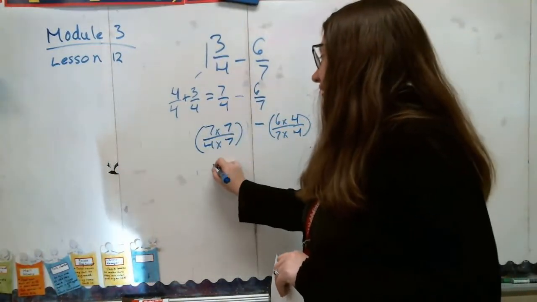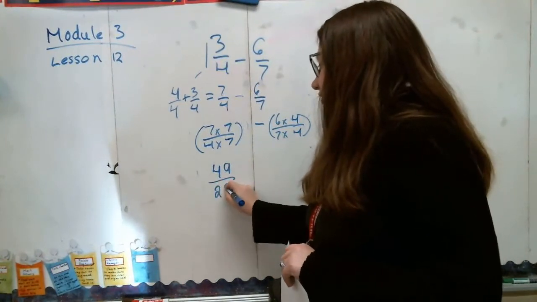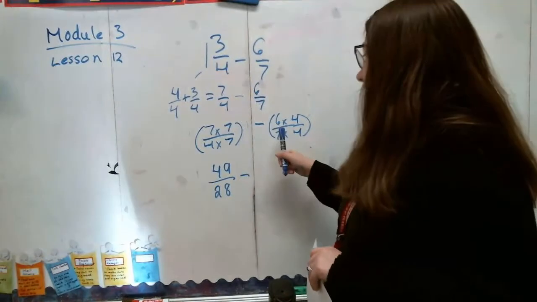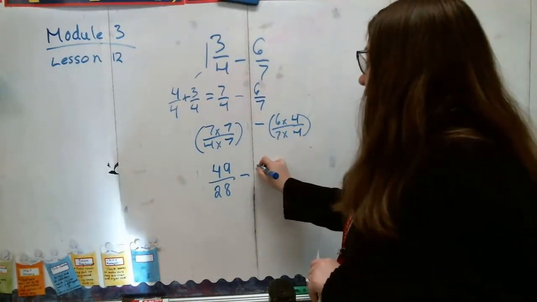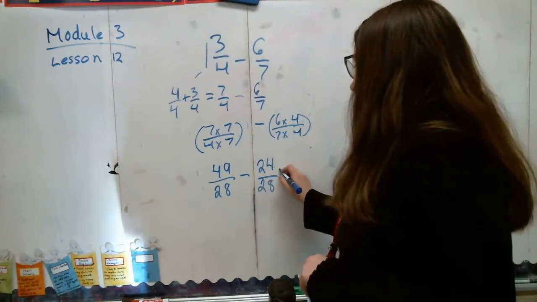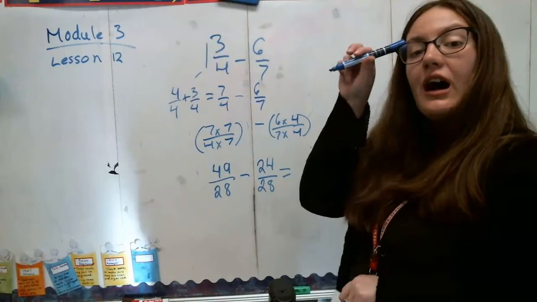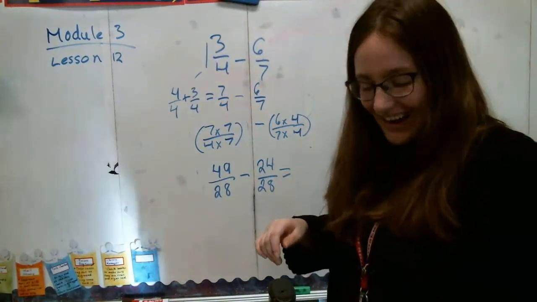So I have 7 times 7, which is 49, and 4 times 7, which is 28. Then over here, I have 6 times 4, which is 24, and then 7 times 4, which is 28. Now we have 49 minus 24. I'm going to show you how we can do this problem in our heads.